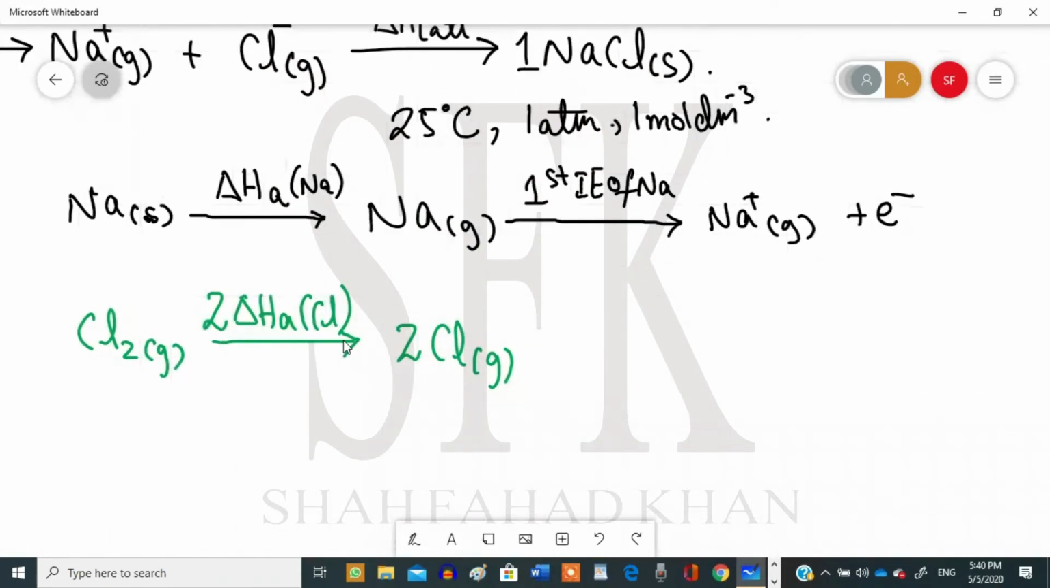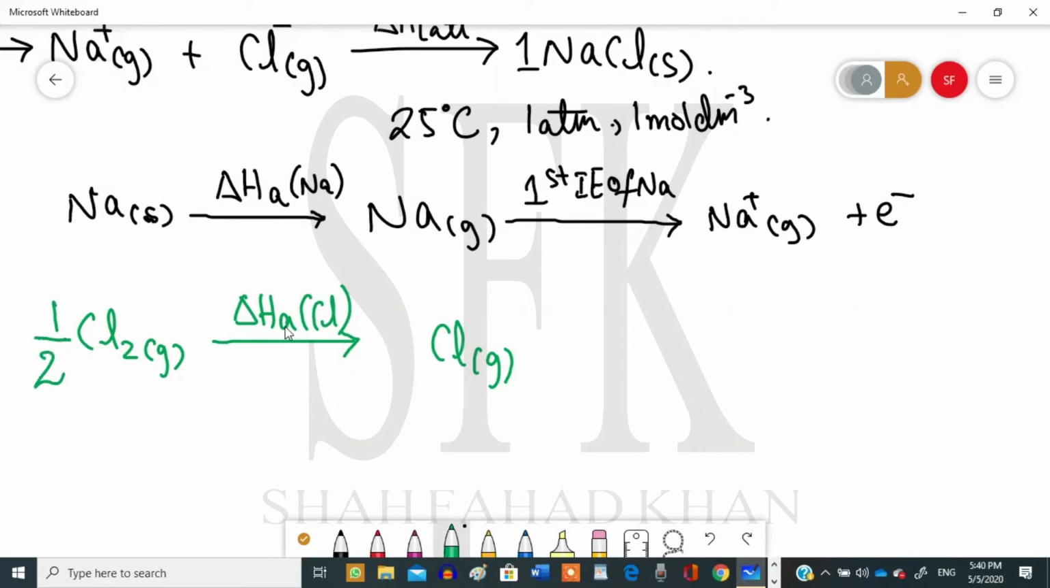Now, to keep stuff simple, let's not consider this twice. Let's divide the entire equation by two, okay? So dividing the entire equation by two would mean that the equation can be balanced this way too, right? In this case, the enthalpy change of this reaction is going to be the enthalpy change of atomization of the chlorine atoms, right? Now, once we've got our gaseous chlorine atoms, what's the next step?